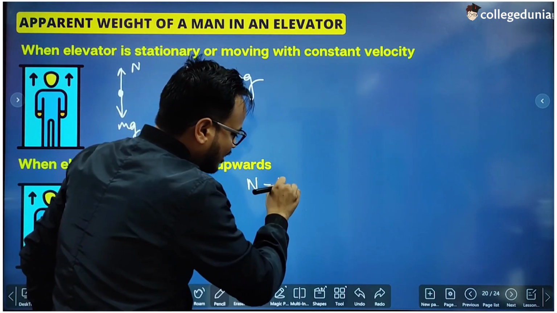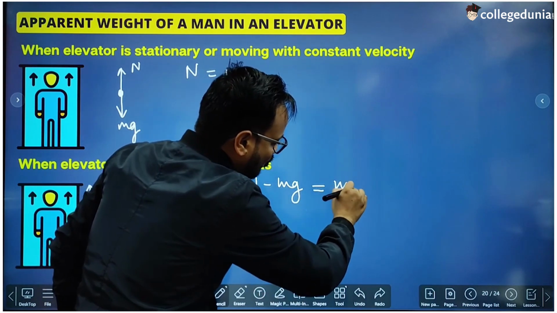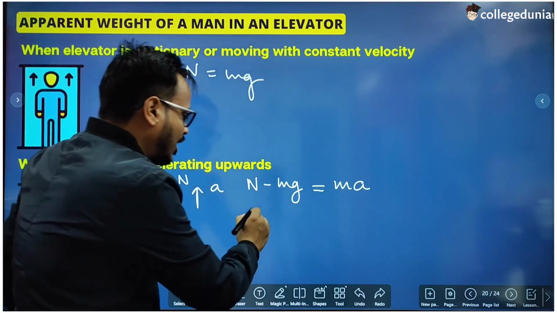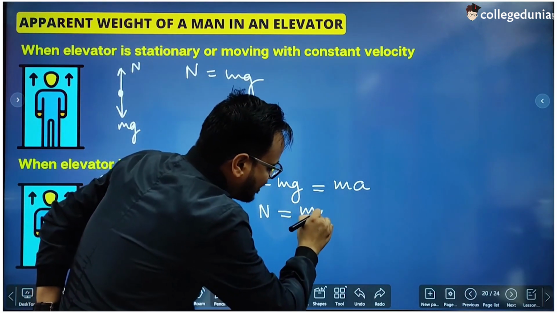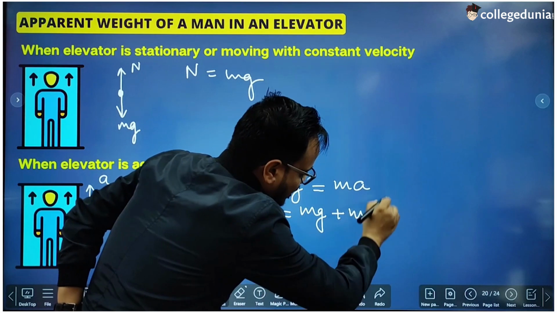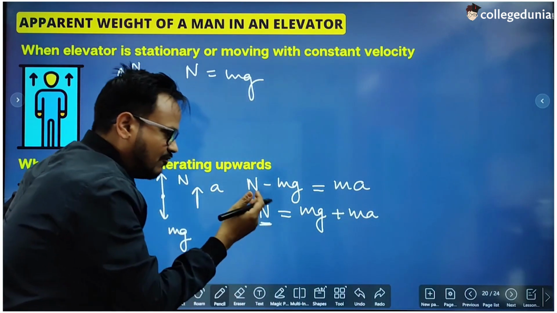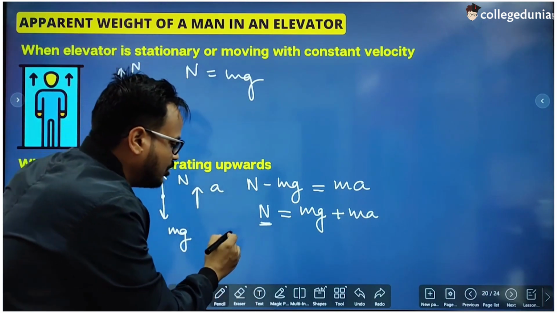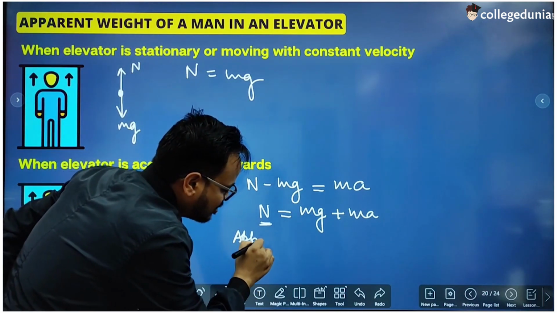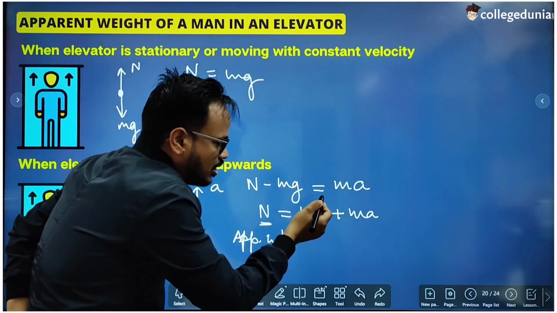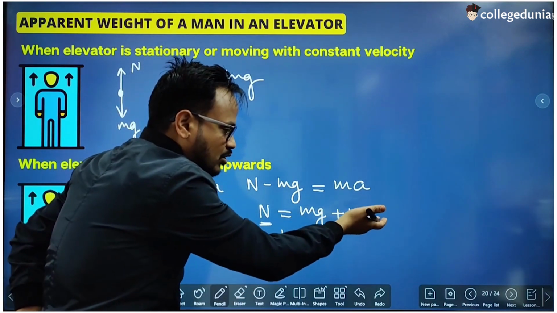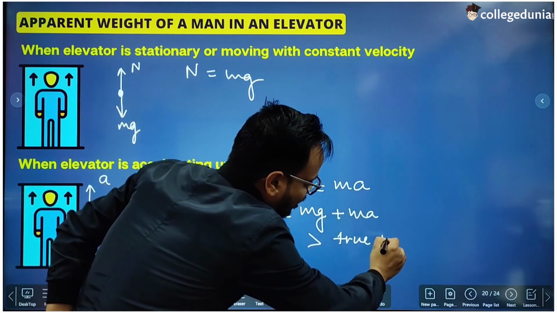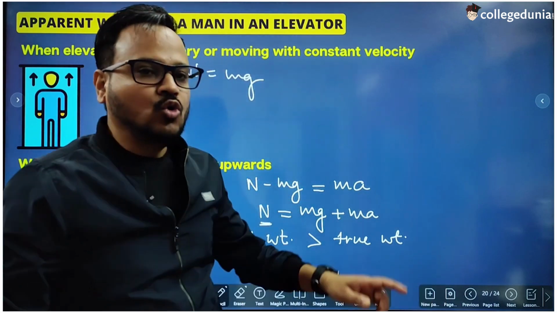So N, the resultant force, is equal to mass into acceleration. So N is going to be mg plus ma. So that means this is the weight which the machine is showing, which is not your true weight. So it is called the apparent weight. Your true weight is mg, but the apparent weight is more than mg because it is mg plus ma. So apparent weight is more than the true weight.